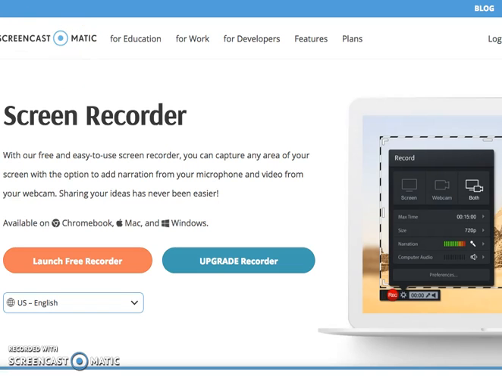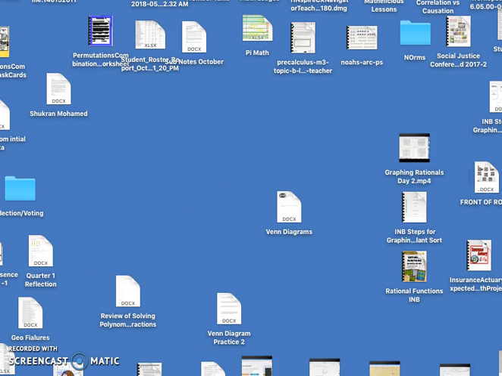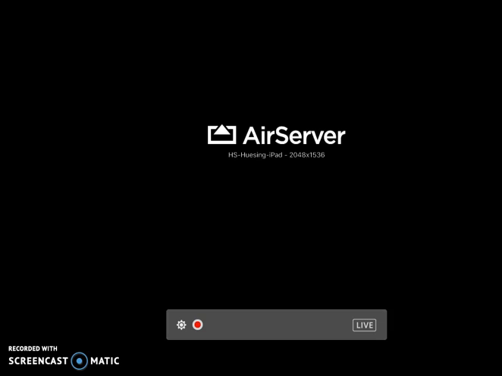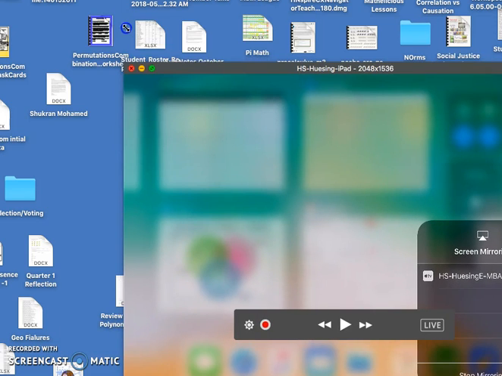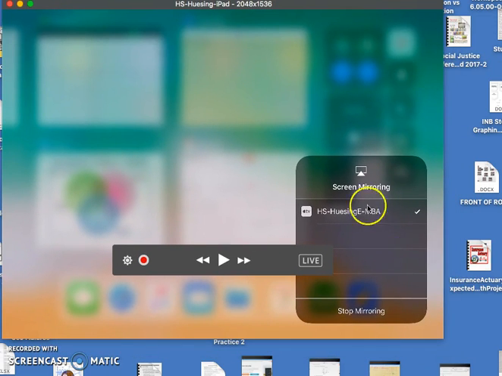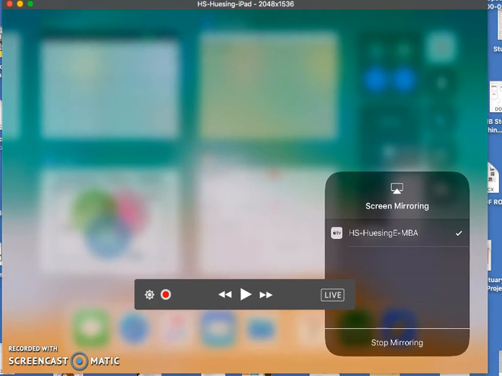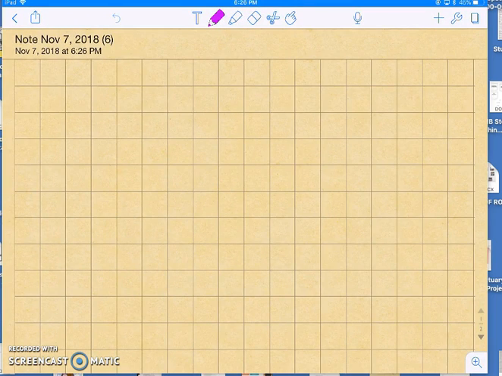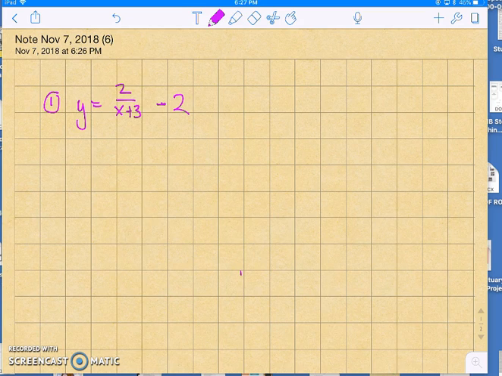So today we're going to take a look at the next day of graphing. So we're going to put together how we found all the asymptotes yesterday with what these graphs will actually look like. So the first one that we're going to be asked to graph is y equals 2 over x plus 3 minus 2. So we're going to go through those steps that we did yesterday.